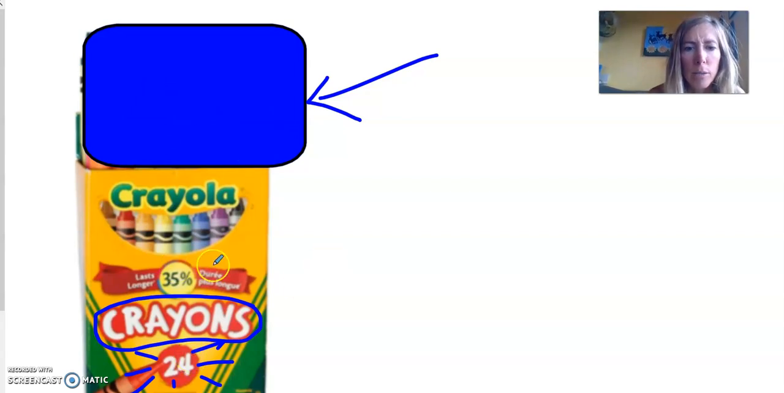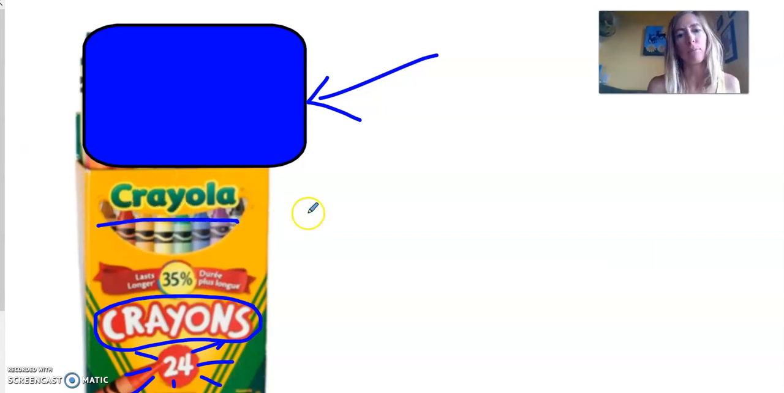There's 24 crayons, but when they put the crayons in the box, do they just plop them in there and they're everywhere, like all messed up? No, when you first open a box of crayons, they're put in there just so nicely and organized into rows. Rows go from side to side. So we have these crayons that are put in there in rows.